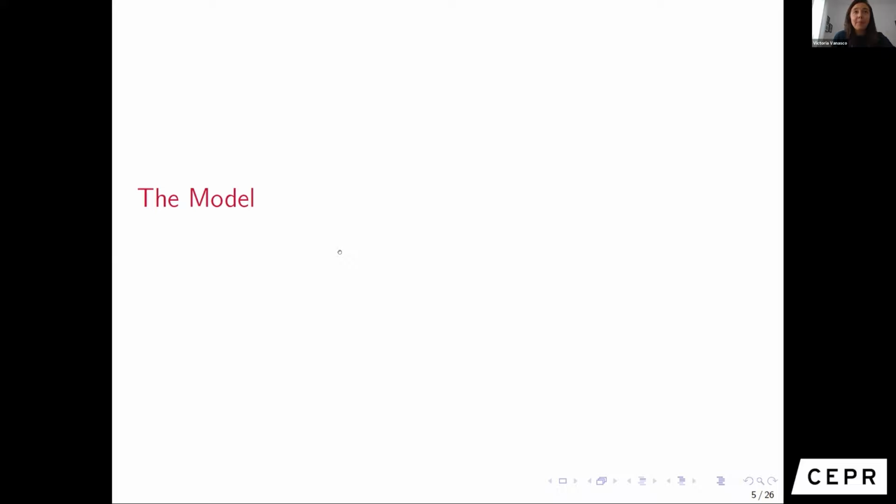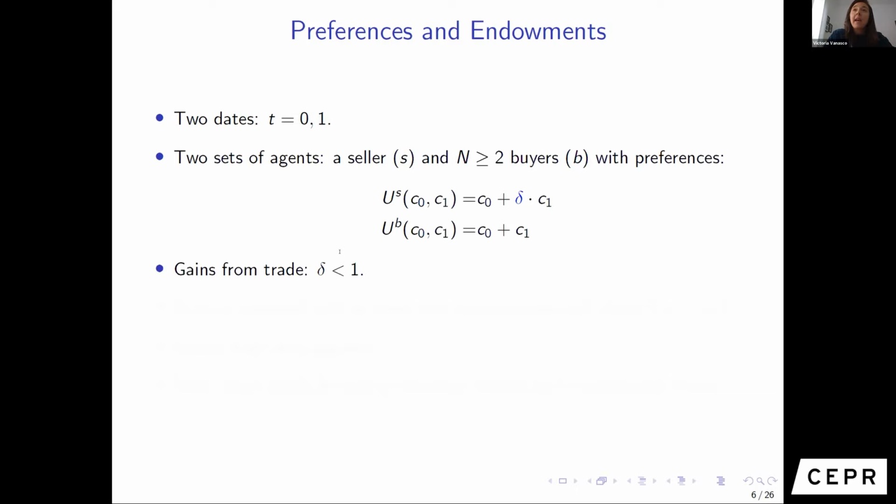So it's a two-period model. There are two periods, 0 and 1, and there are two sets of agents: one seller and N more than two buyers. Everyone is risk neutral, but we motivate gains from trade by assuming that the seller discounts future cash flows at a rate delta less than one. What this means is that if you have an asset that pays cash flows in period one, you want that asset to be in the hands of the buyer and not of the seller.